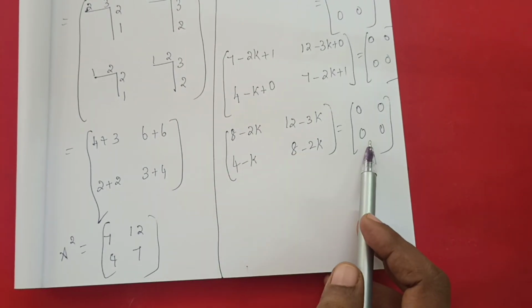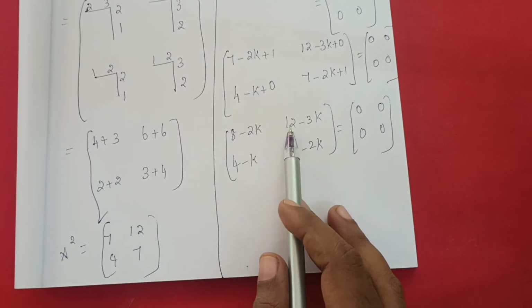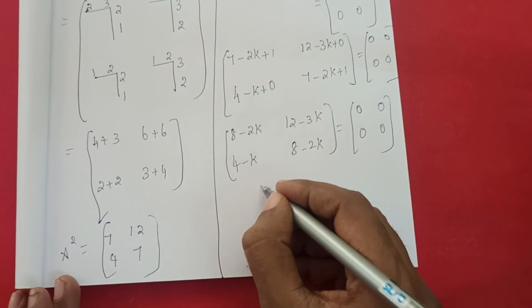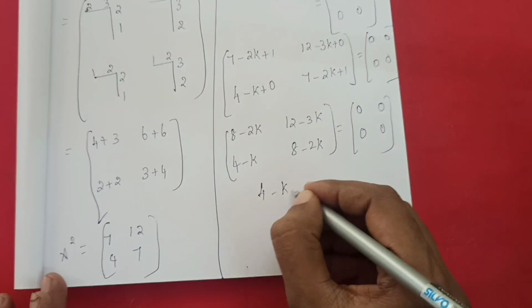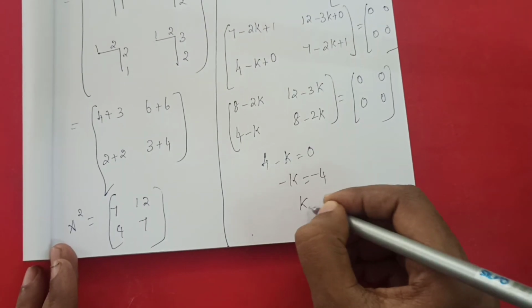Any one of the values you can take and equate; you will get the same answer. 8 minus 2k equal to 0 you can put, otherwise 12 minus 3k equal to 0 you can equate, otherwise this one you can equate. Anything you can equate. That is, I am taking the simple value 4 minus k equal to 0. So minus k is equal to minus 4, so k equal to 4.